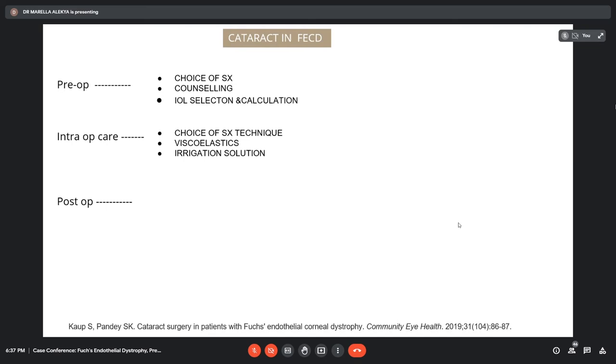In Fuchs dystrophy, incisions may not self-seal. So sutures should be considered instead of stromal hydration. Coming to post-op, we have to give hypertonic solutions and high-frequency steroids. Regular follow-up should be maintained.